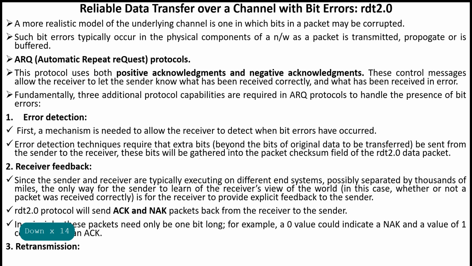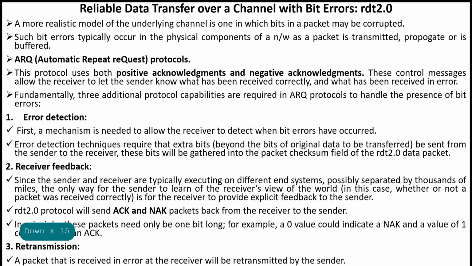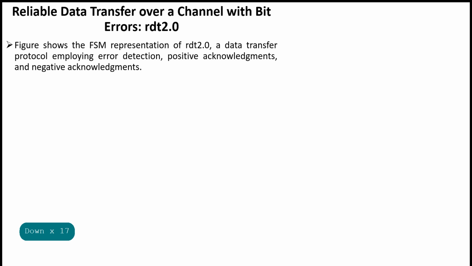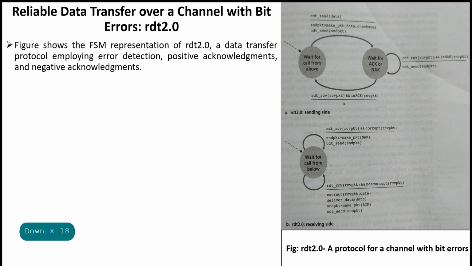Third one, retransmission. A packet that is received in error at the receiver will be retransmitted by the sender. The figure shows the finite state machine representation of RDT 2.0, a data transfer protocol employing error detection, positive acknowledgements, and negative acknowledgements.